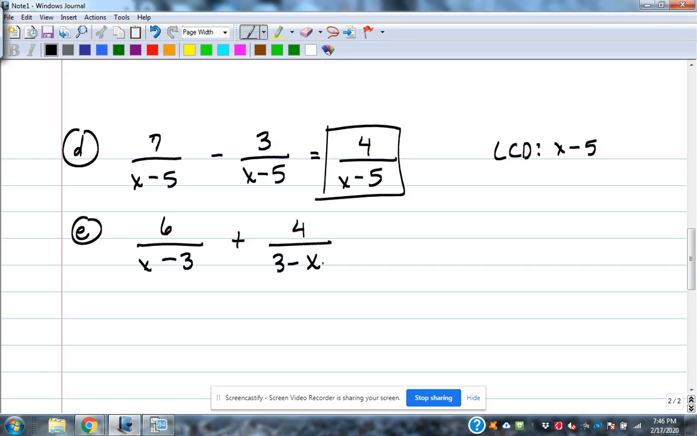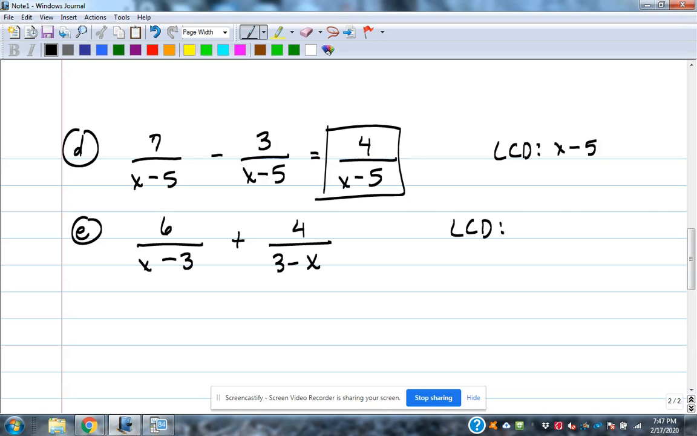Show you a little bit of a tricky one here. Again, we're going to get the least common denominator. They look like they're the same, but they're not. What's the difference? Yeah, one's got a -3 and a positive x. The other one has a +3 and a negative x. So those are not the right thing.